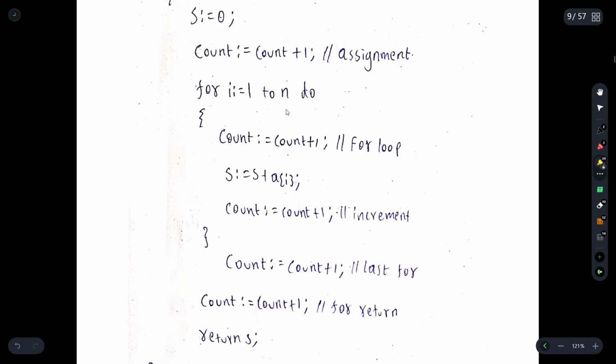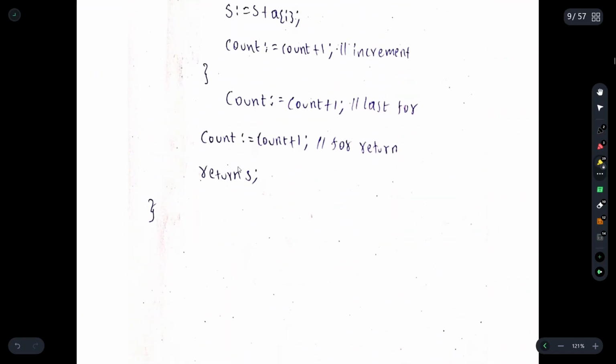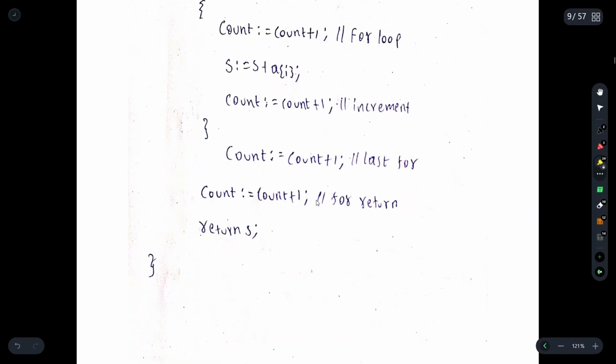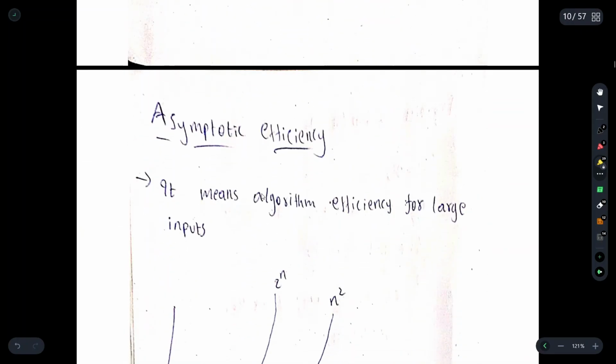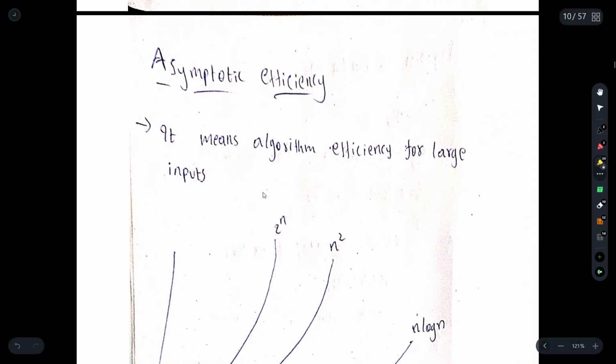The counting is nothing but the number of times the variables are being used, and that is calculated with the help of this count. So that is the algorithm of sum. Next, asymptotic efficiency.